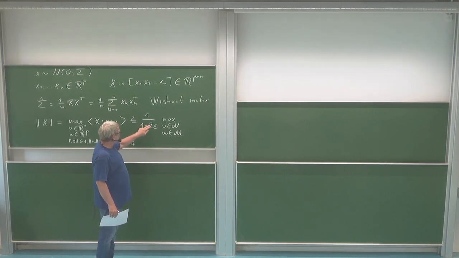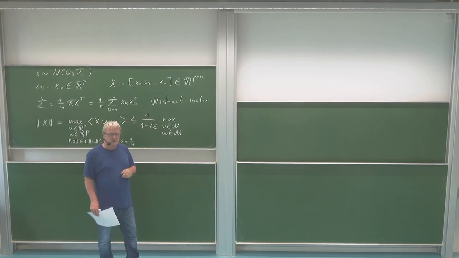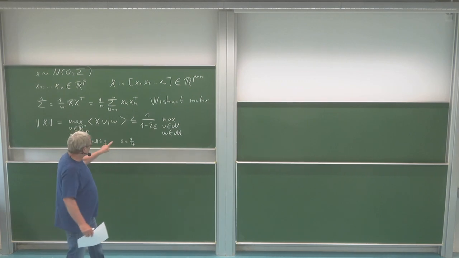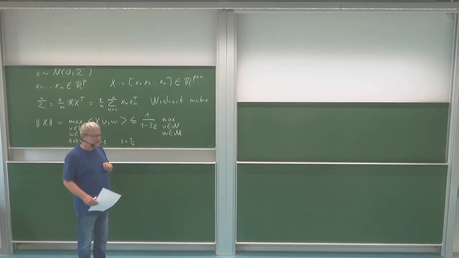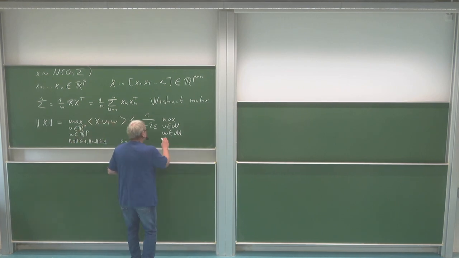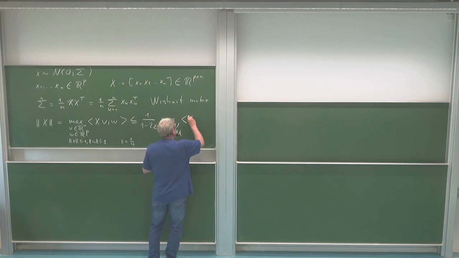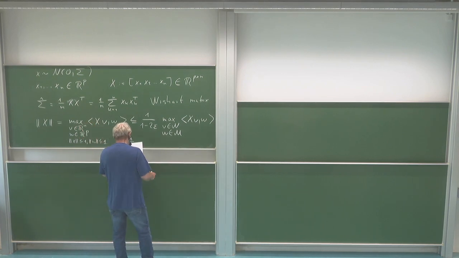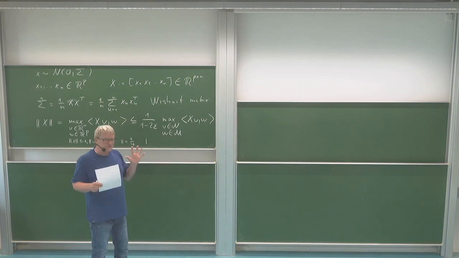Then I get here 1 minus 1/2, so here I get a factor 2. And the size of the nets was a bound like 2 divided by epsilon plus 1 to the n. So in this case, this is 9 to the n, or here it's 9 to the n and 9 to the p. So here I have the same thing as before, X, v, w, but now v and w are just coming from this finite set, and this finite set has a size which we know how it depends on the dimension.